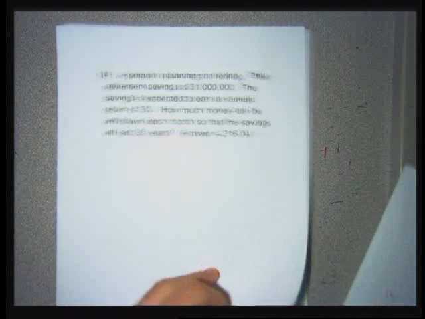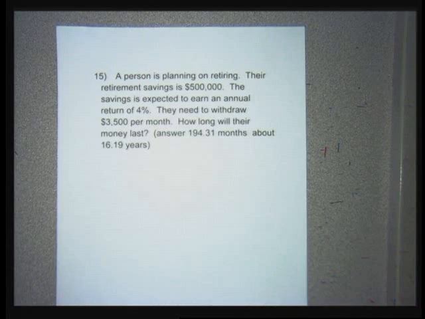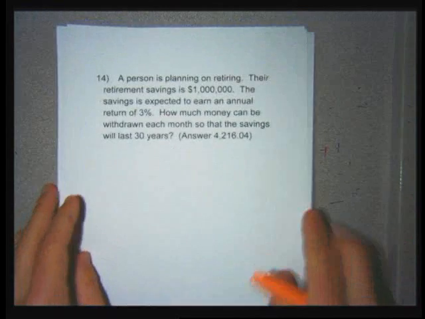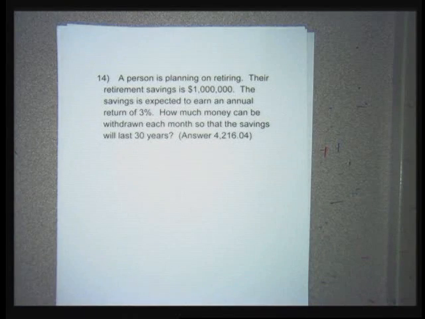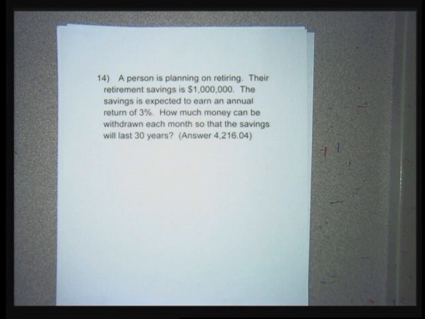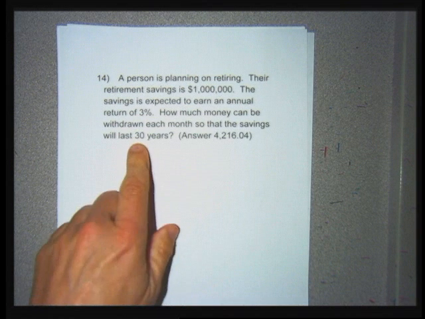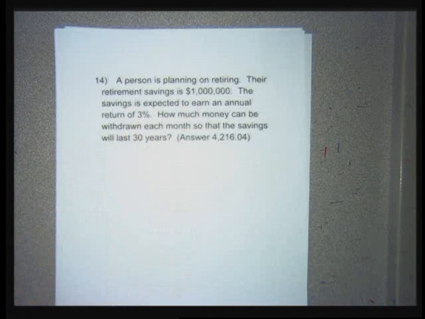14 is basically a duplicate problem of 13. A person has $1 million. They want their money to last for 30 years. They're going to make monthly withdrawals, and how much can they pull out each month? If you have $1 million, you should be able to pull out more every month than if you have $400,000. But I'm making my money last 30 years, and I'm getting a lower interest rate.